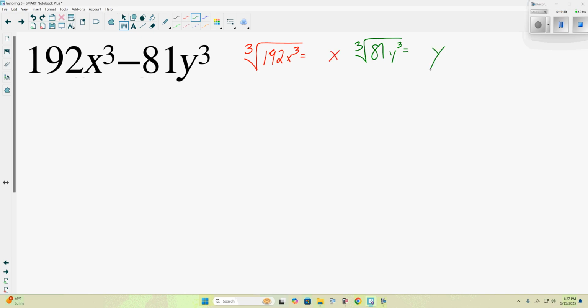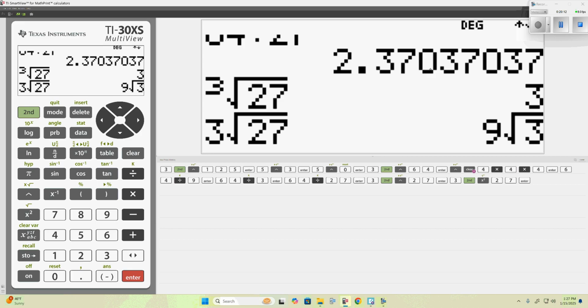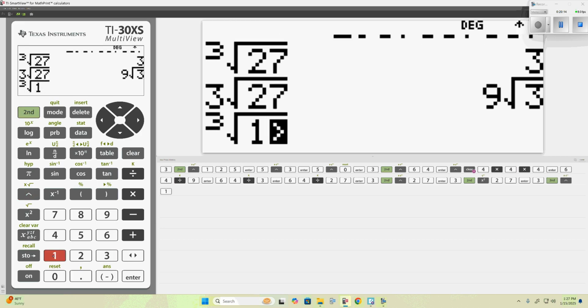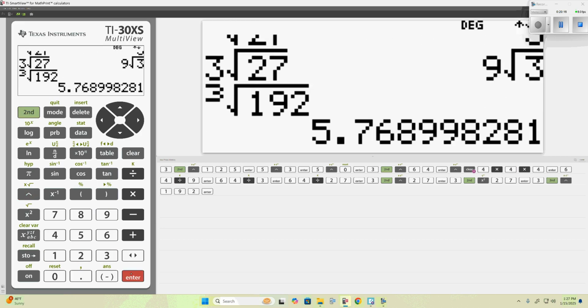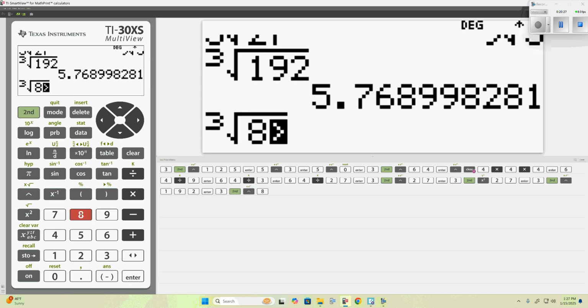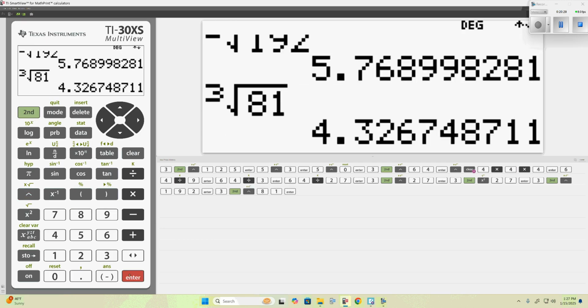Out of this here, the cubed root of x cubed is going to be x. The cubed root of y cubed is going to be y. Now we need to find out what the cubed root of 192 is. Do we have a cubed root for 192? No. I have a feeling we don't have a cubed root for 81.